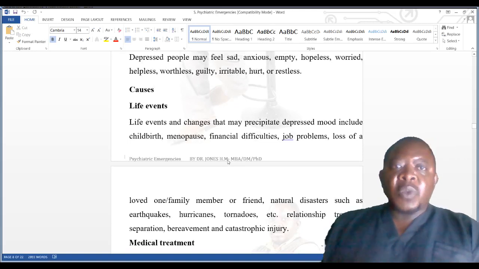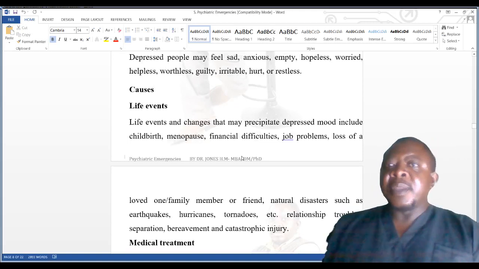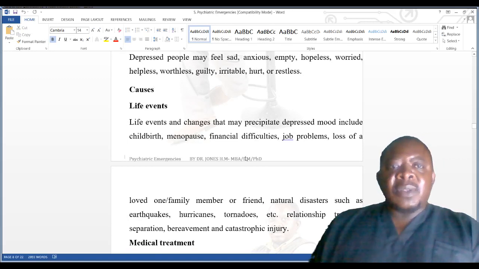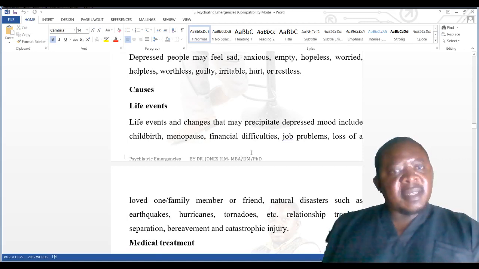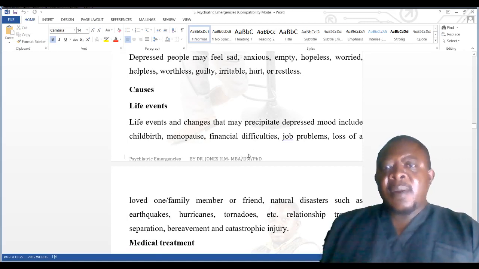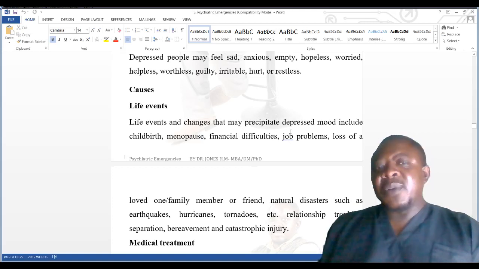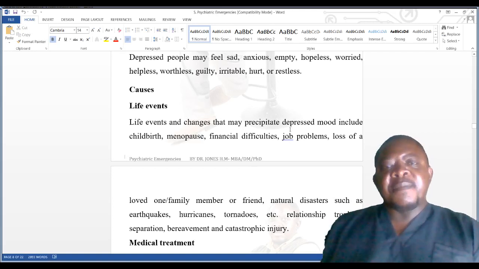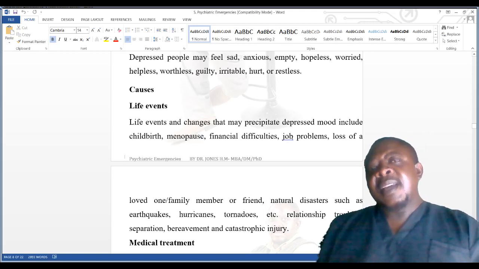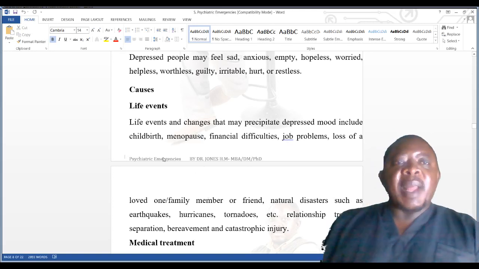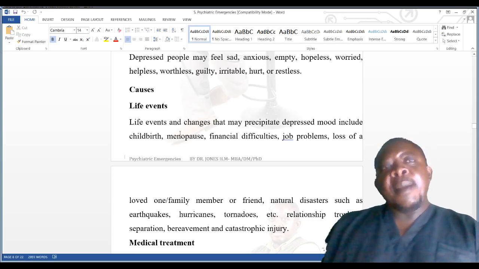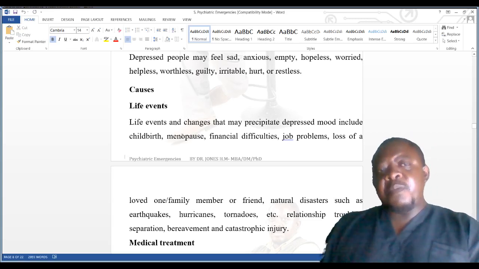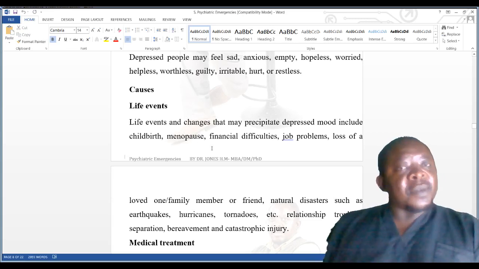Life events and changes that may precipitate depressed mood include childbirth, menopause, financial difficulties, job problems, loss of a loved one, which can be a family member or friend, natural disasters such as earthquakes, hurricanes, tornadoes, or having relationship troubles, separation, divorce, bereavement, or other catastrophic injuries. As life events, these may cause depression or predispose to an episode of depression.